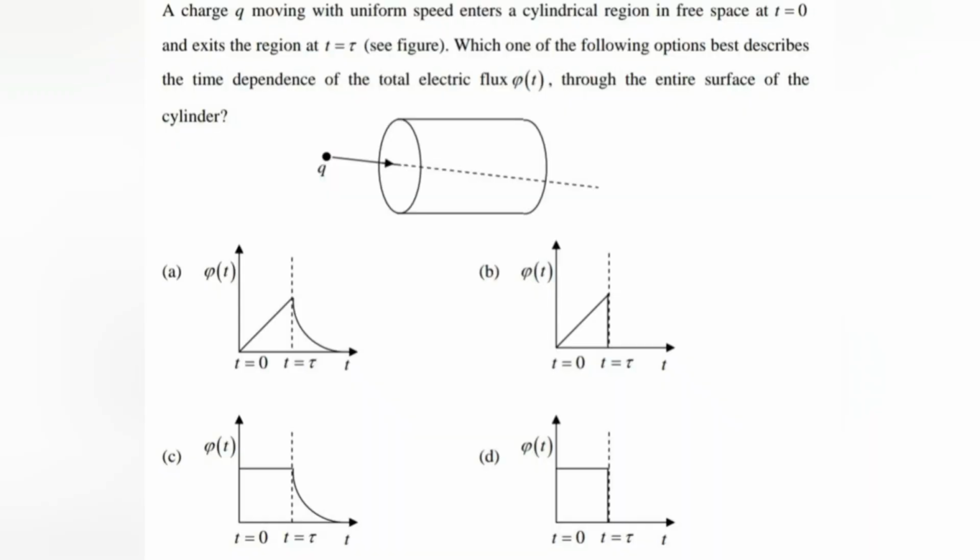In this question, we are given a charge that is moving with a uniform speed in a cylindrical region. This charge enters the cylindrical region at time t equals 0, and leaves this region at t equals tau. Now we have to find the time dependency of the total electric flux. So how can we do that?